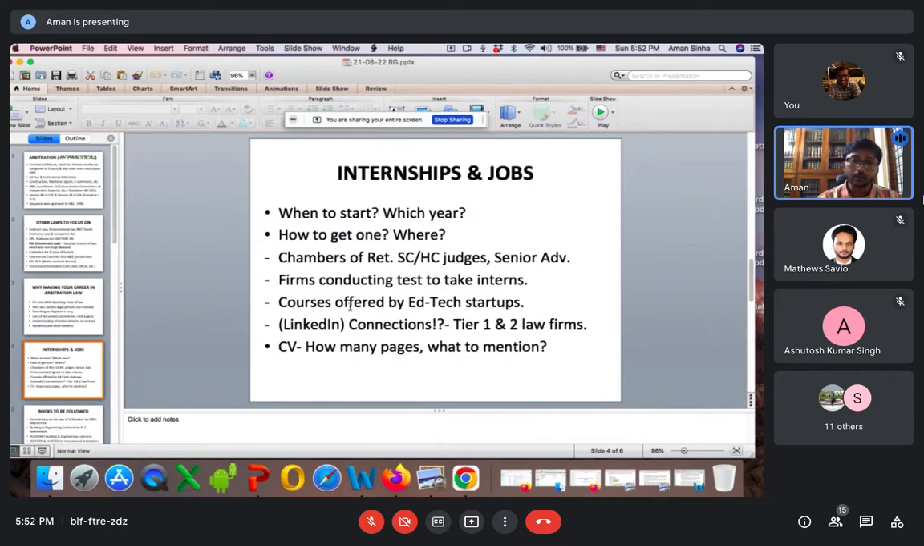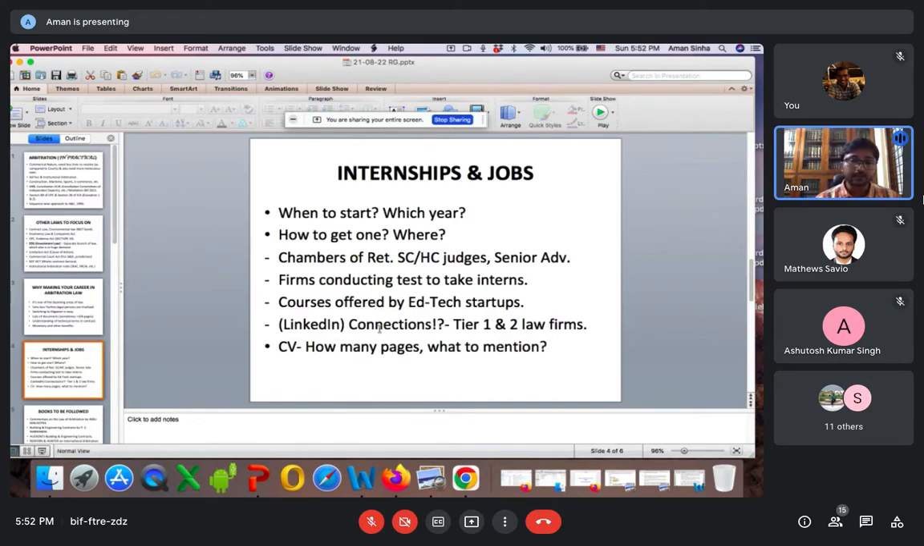So they conduct their own test. You don't need to have any such connection. You don't need to have anyone who's doing a job there. Just give the test. If you pass, you'll get the internship. There are also some courses offered by EdTech startups, that if you pursue the course and are in the top three, they will offer you the internship.